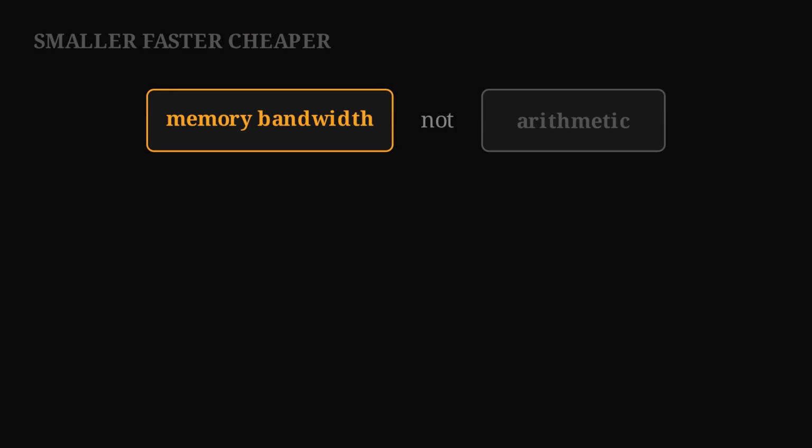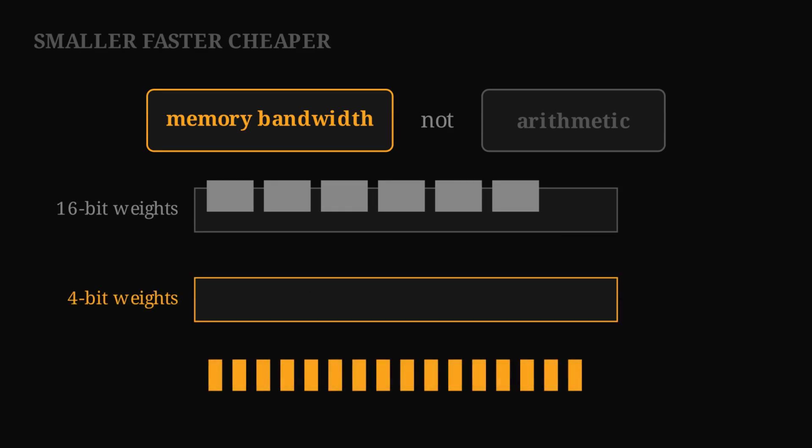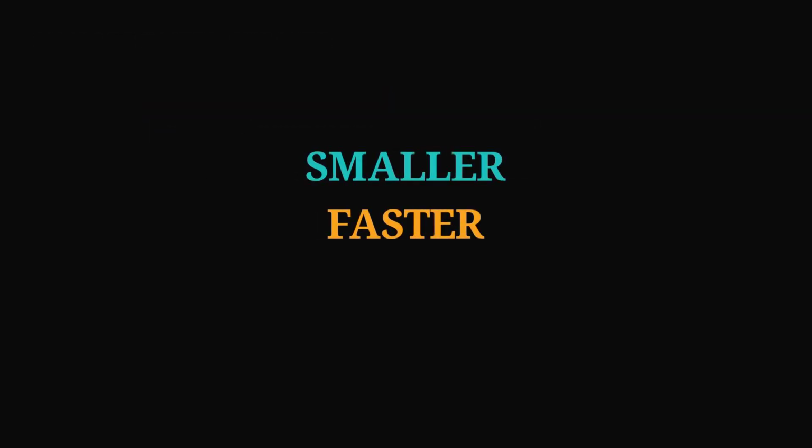There is also an upside that almost nobody expects. Generating a token is limited by memory bandwidth, not by arithmetic. The hardware spends most of its time hauling weights out of memory, rather than multiplying them. Fewer bytes per weight means less to haul for every single token. So a quantized model is not just smaller, it is faster.